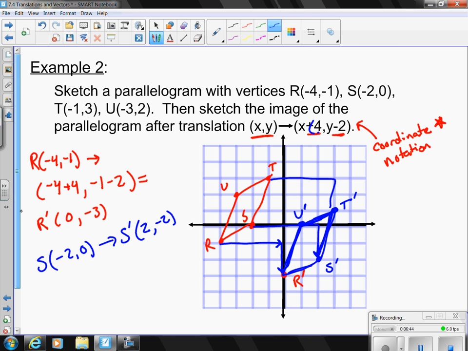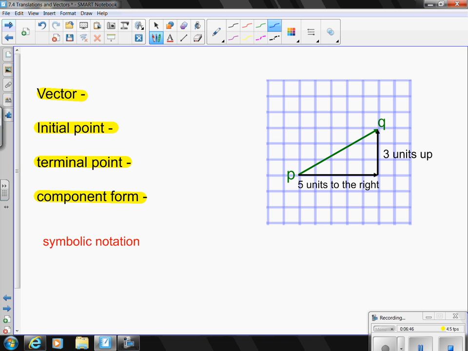Notice it is an isometry. Those shapes are still congruent. Now, vectors are actually very important for higher level mathematics and science. You use them all the time in physics.